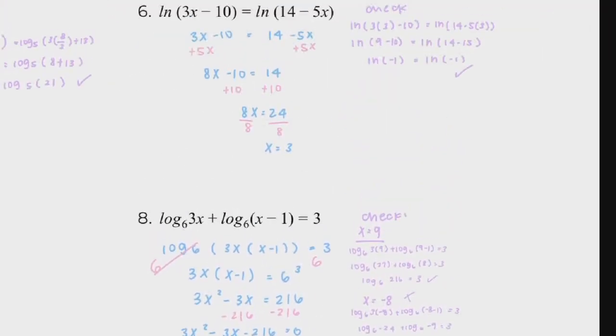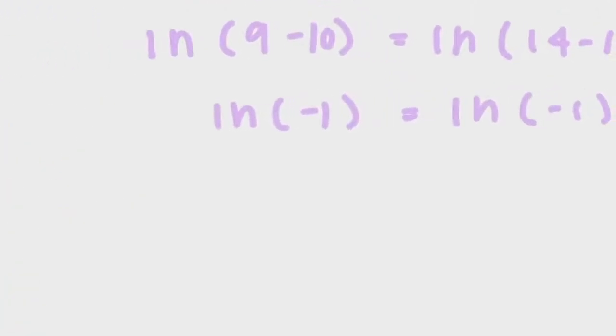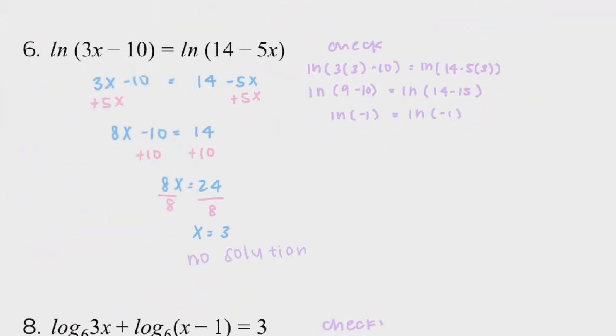Oh, and actually, this one, since it makes the number inside the parentheses equal to a negative number, this is actually going to be no solution. Because when we plug in 3, that would make the inside equal to negative 1. And if you remember, for the graphs, the domain has to be greater than 0. Because if we look here, this means e to what power would equal negative 1, and that's not possible. So this would be no solution.